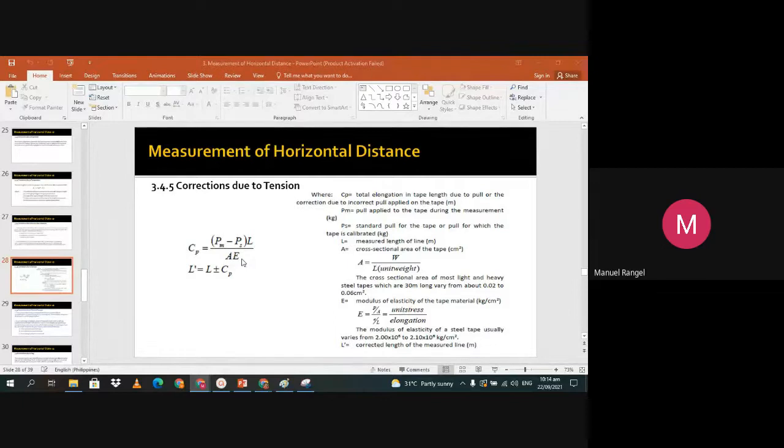So different kinds of tape materials have different moduli of elasticity. And L prime is considered as the corrected length of the measured line in meters. Okay, so it is direct substitution lang gihapon sa mga formula. So let's check how to apply corrections due to tension.